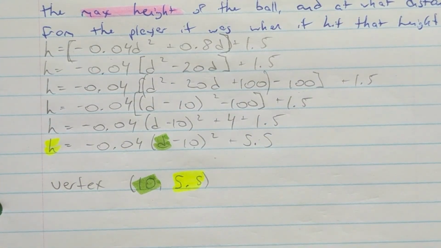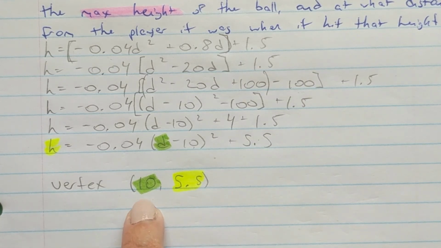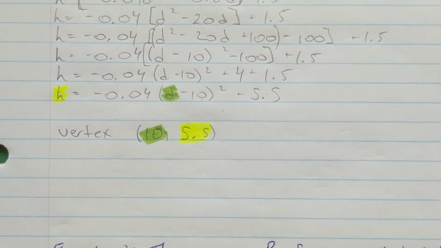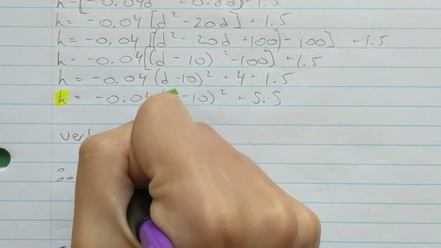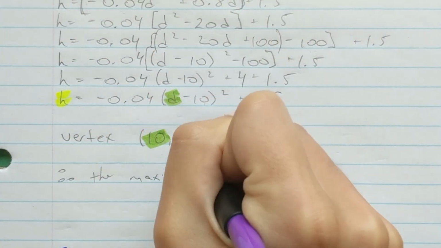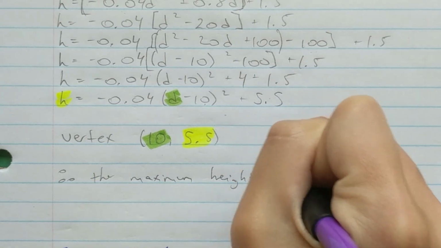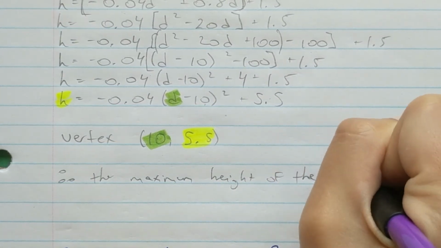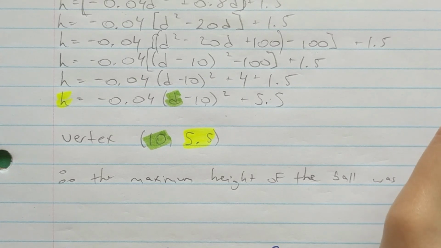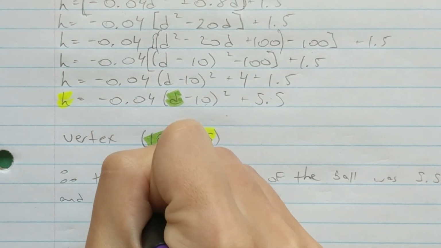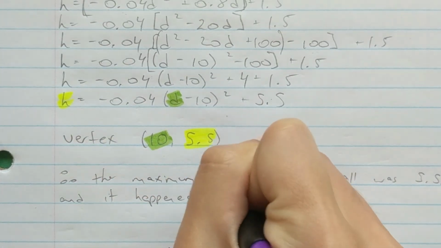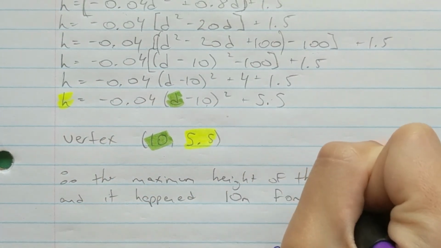We recall from the question that we were being asked what is the maximum height and what is the distance from the player when it hits that height. So I can finish off with a therefore statement here, and I can say therefore the maximum height of the ball was 5.5 meters, and it happened 10 meters from the server.